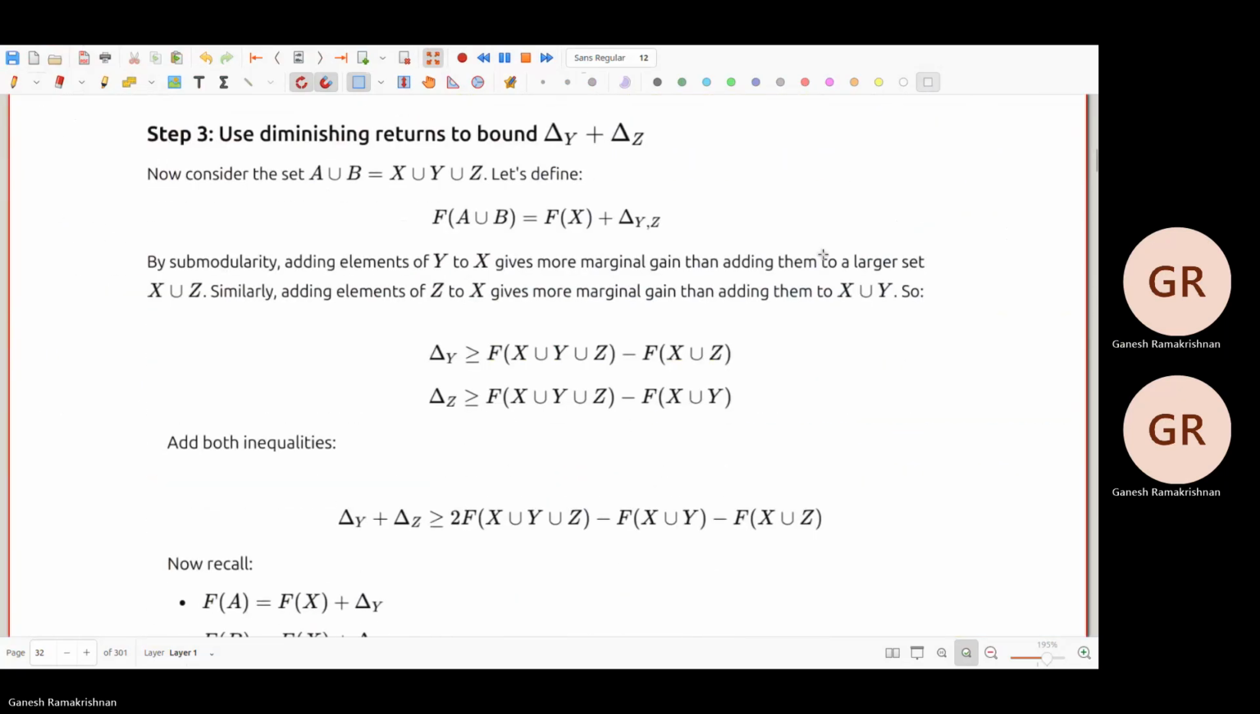Okay. So what have I done here? Of the remaining part, the delta x or delta y, which are those subsequent differences, is what I'm trying to lower bound. So what I do here is we are basically adding those subsequent elements. They should only give you diminishing marginal gains.